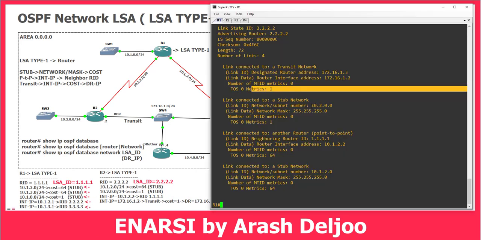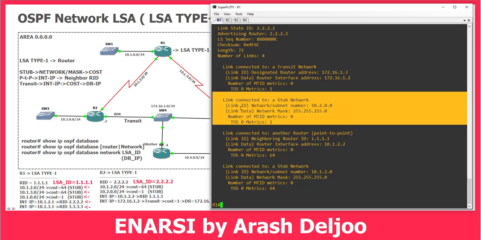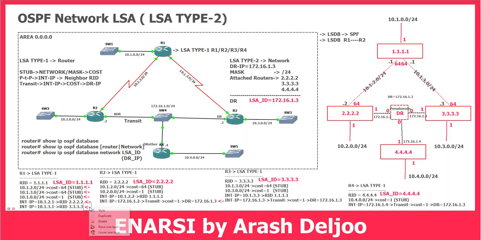Here you can see all of this information. Okay, after that, you can see again I have connectivity to 10.2.00/24 with the cost of 1. This is one of the stub networks. Let me show you here, 10.2.00/24. It's okay.